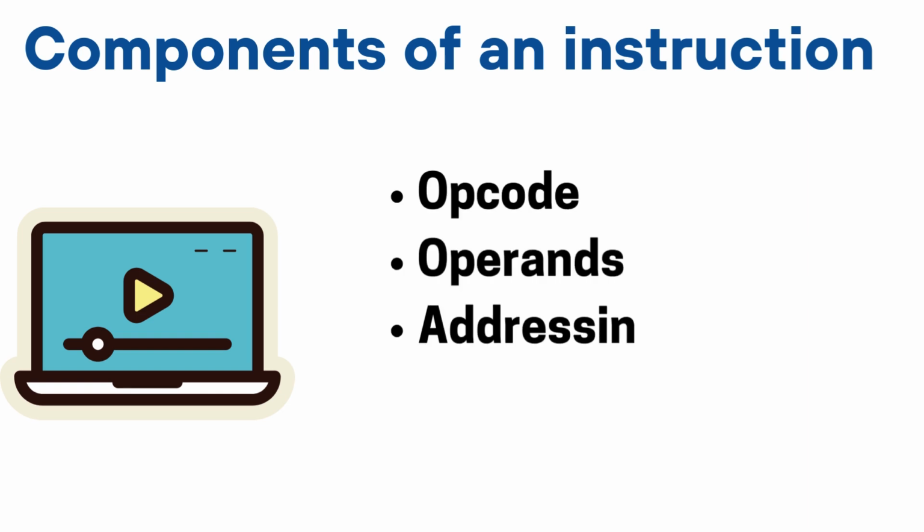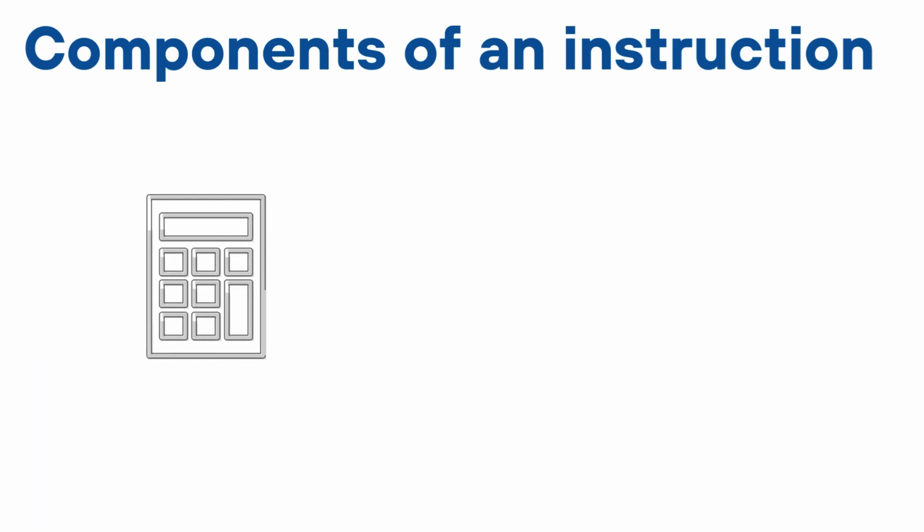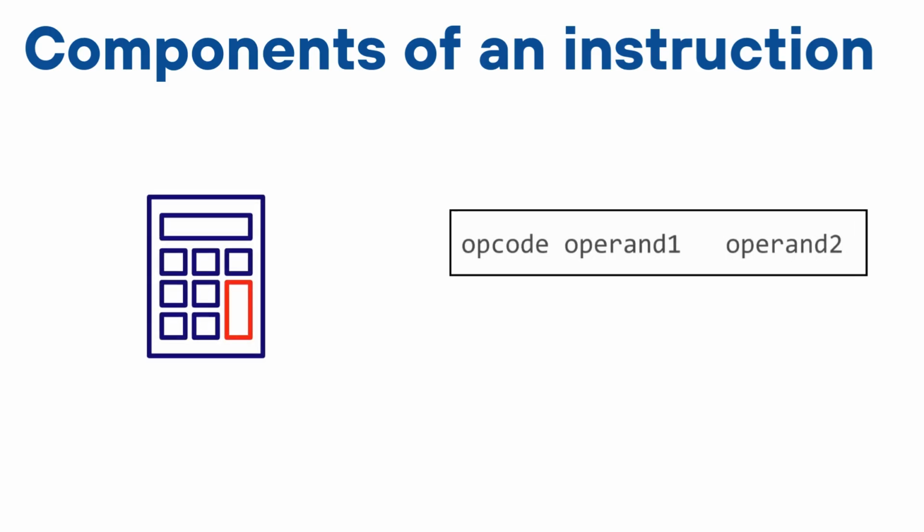In this video, we will look at the characteristics of machine instructions. An instruction takes some operands and performs operations on them. We need two numbers and the arithmetic operation to add two numbers using a calculator. An instruction works the same way. It takes some operands and performs operations on them based on the opcode.